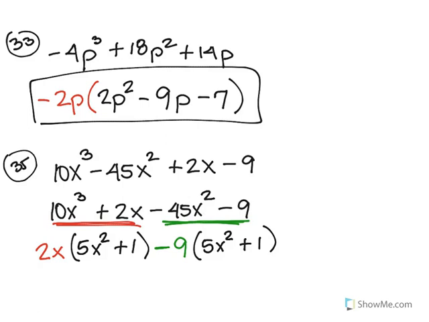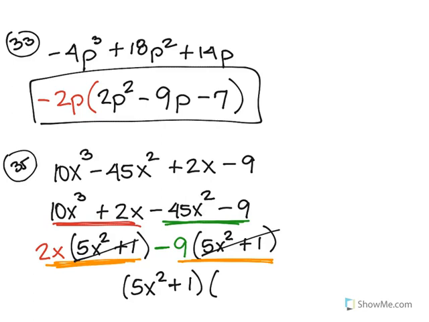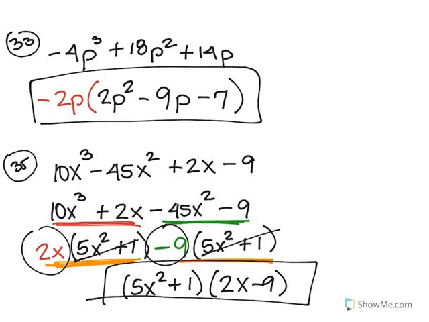So what you have here is kind of like GCF still. You got this group versus this group, and they both have the parenthesis of 5x squared plus 1. So if you take that away from both groups, that's going to be part of your answer, and what's on the outside would go in the parentheses as part of your answer as well. So those two parentheses together would give you 5x squared plus 1 times 2x minus 9 would be your answer for grouping. Then you have your trinomials.